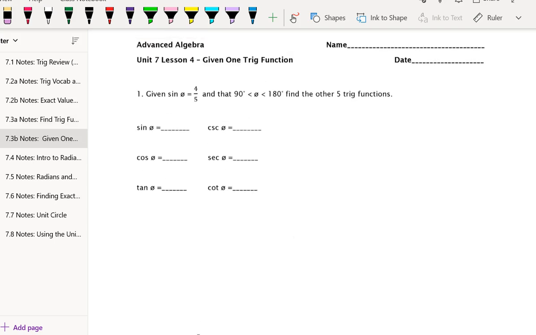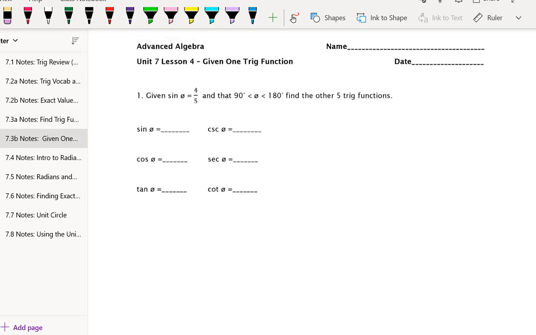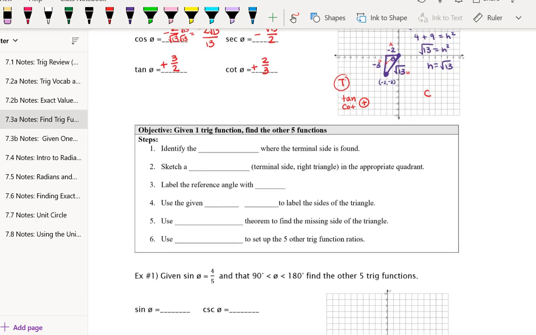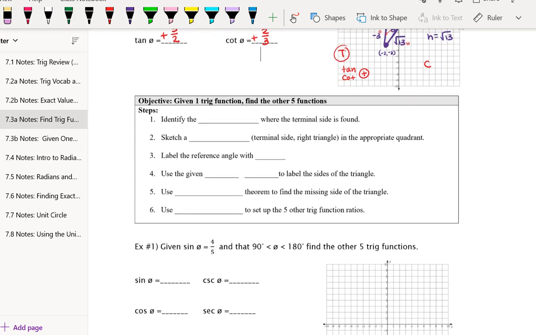the steps for, well, you know what? Let's actually go ahead and do them, and then in 7.3b, we'll just review. Okay? So the first thing you need to do is identify the quadrant in which the terminal side lies. Oops, my Q didn't work. Okay, then we're going to sketch a triangle in the appropriate quadrant. We're going to label the reference angle with theta.